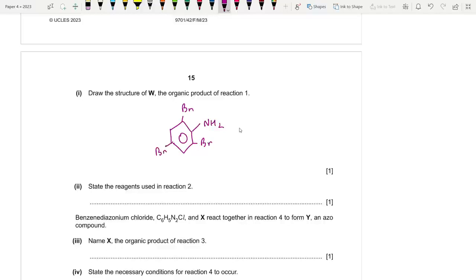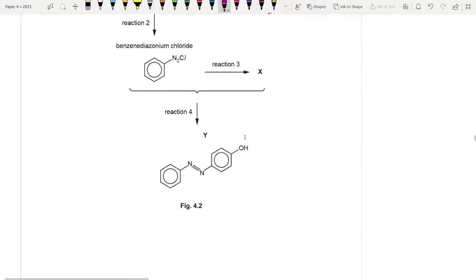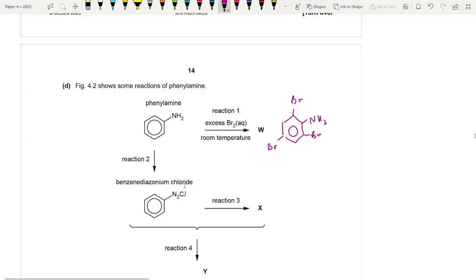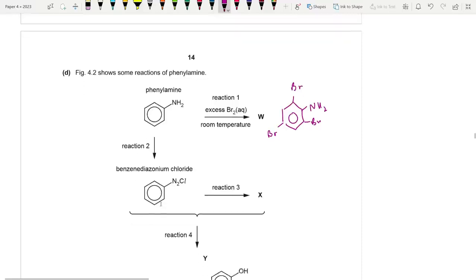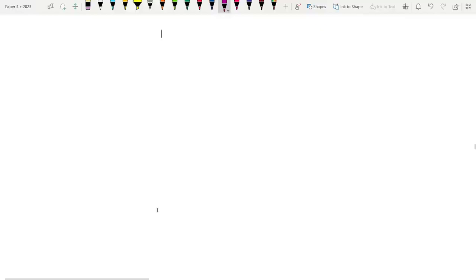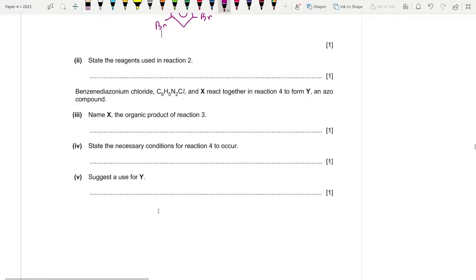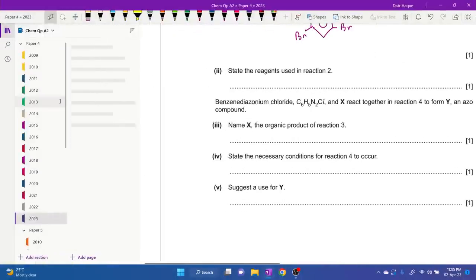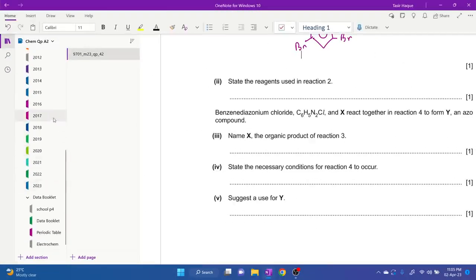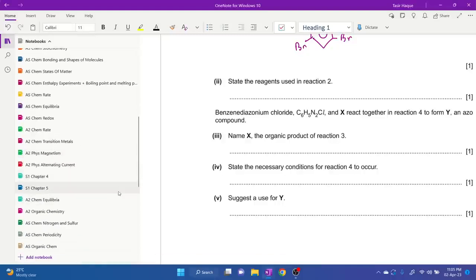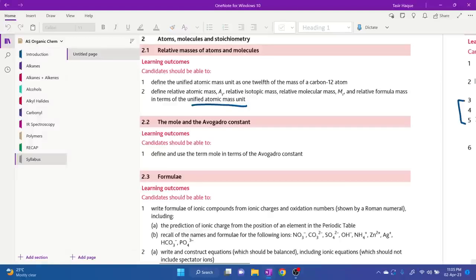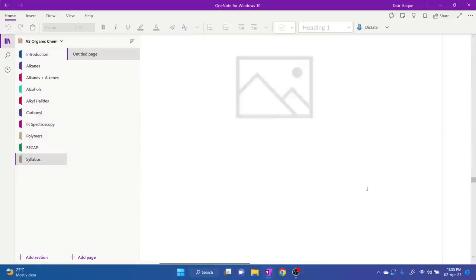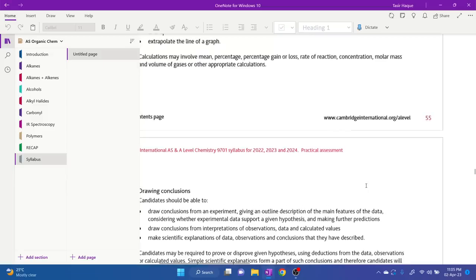Fine. Next, state the reagents used in reaction 2. So what's reaction 2? We convert it to a diazonium salt. So we actually use nitrous acid, HNO2. And the temperature has to be below 10 degrees. That's what they wrote in the syllabus actually. Let me show you the syllabus. Wait.